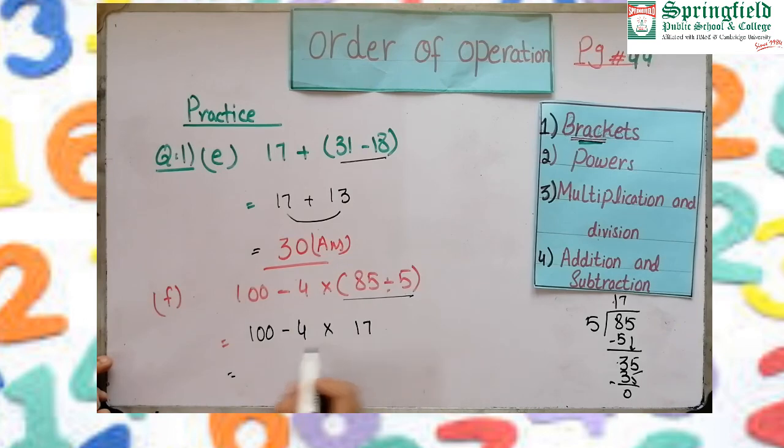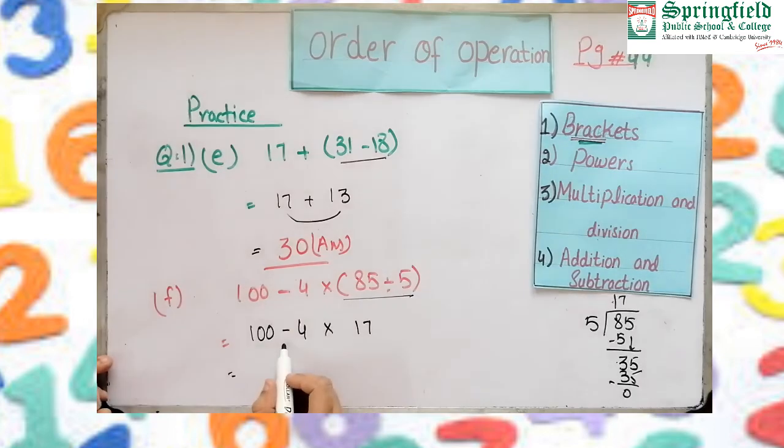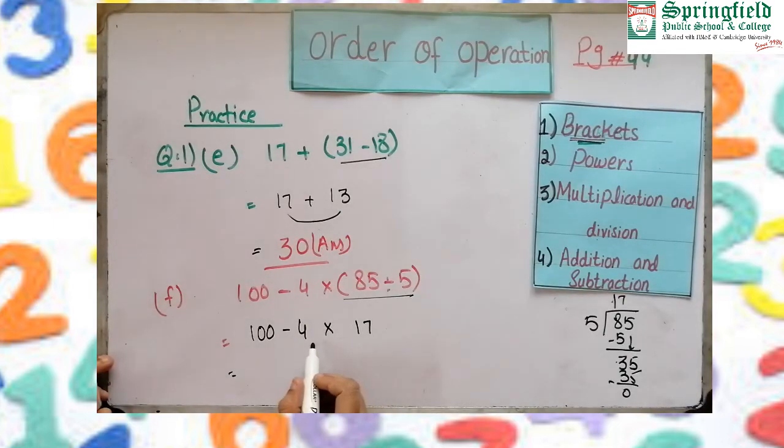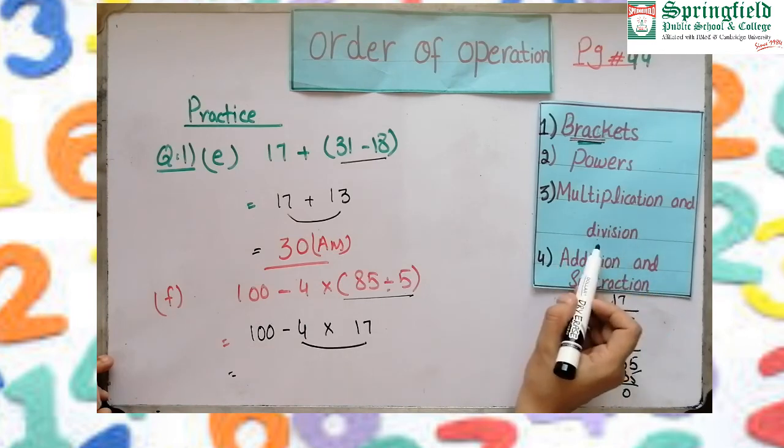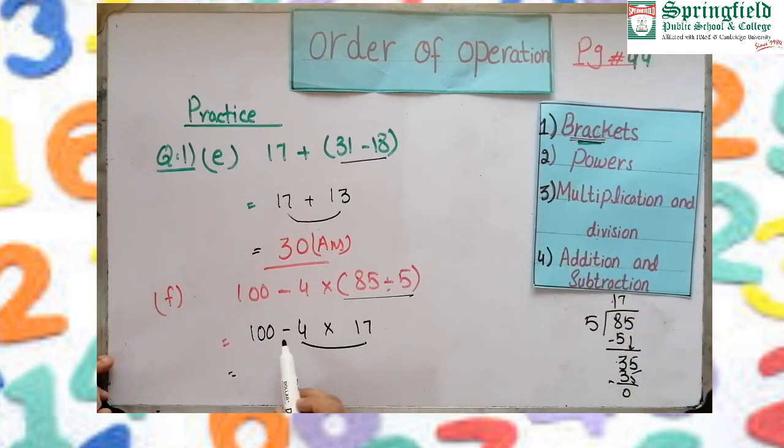So okay, now look at the expression. In this expression, multiplication and subtraction signs are used. So what will we do? First we will multiply, as we know that multiplication and division is the third step, and then at the end we will do addition and subtraction. So 100 minus 4 multiply 17. 4 sevens are 28. 8 and 2 carry. 4 ones are 4 and 2, 6. This means 68. You will check on the rough side.